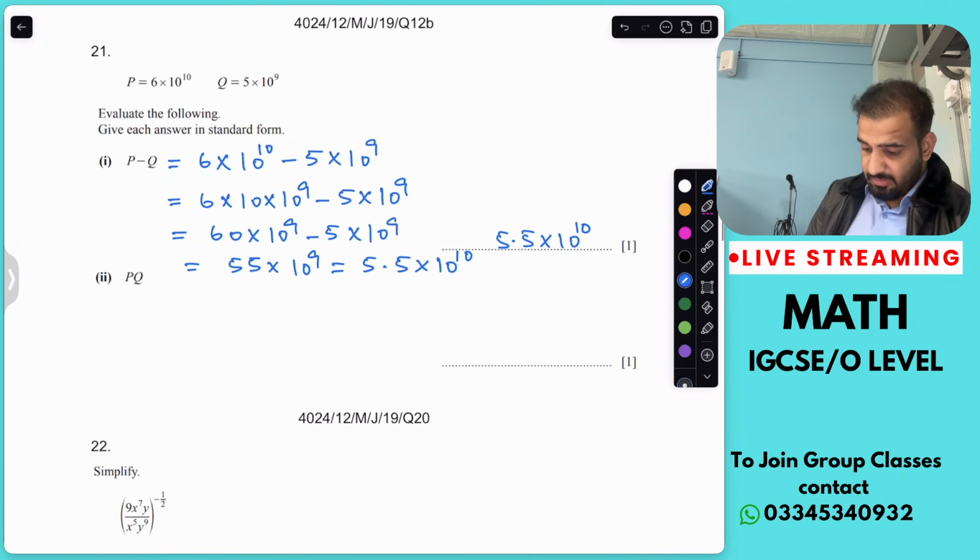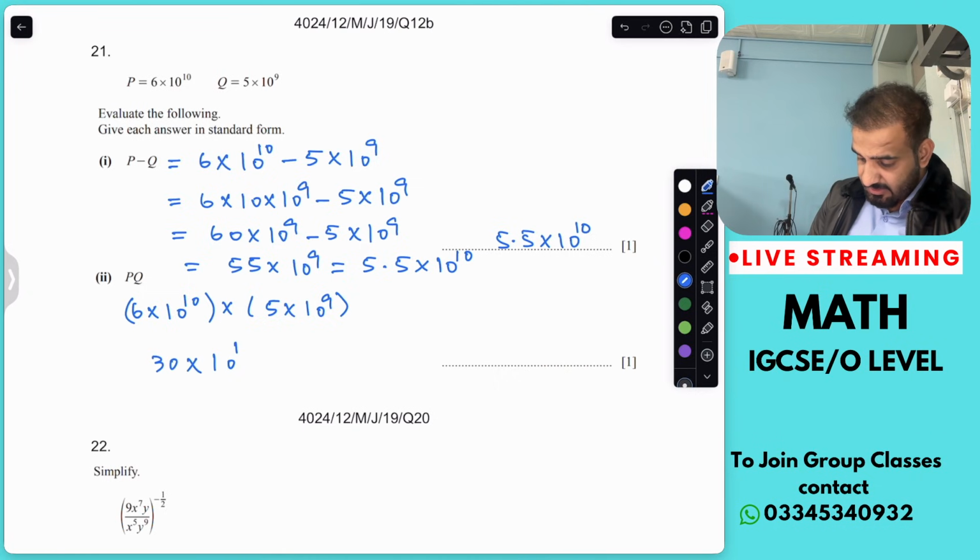PQ. PQ means multiply 6 cross 10 raised to power 10, 5 cross 10 raised to power 9. So 6 times 5 is 30. 10 raised to power 10 plus 9 is 19. So 30 can be written as 3 cross 10 raised to power 20.